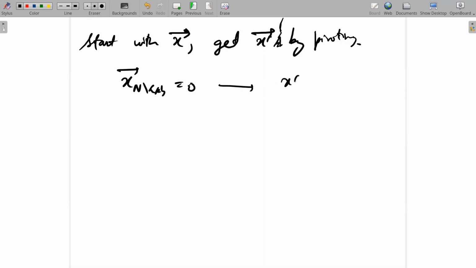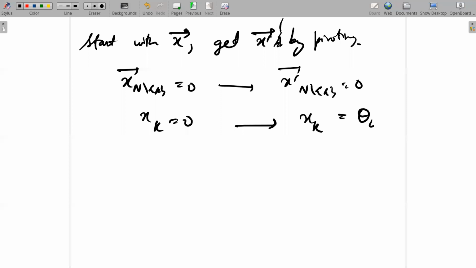So x prime at n minus k is also 0, because these are still non-basic even after pivoting. But what is different is xk. xk was 0, non-basic, but here k has become basic. So xk is theta naught. For the column that you have added, the value of the basic feasible solution is just theta naught.